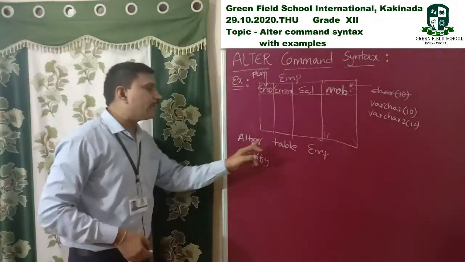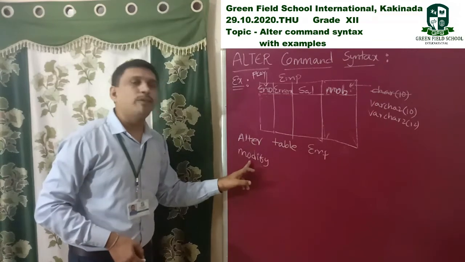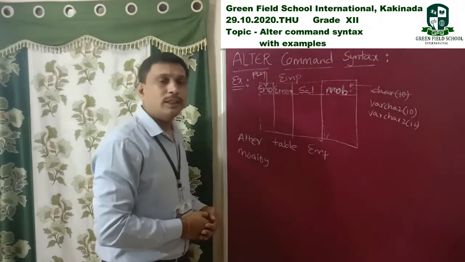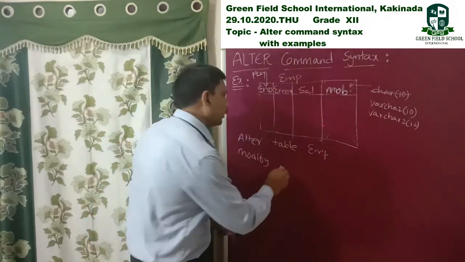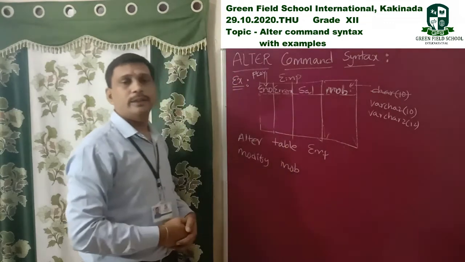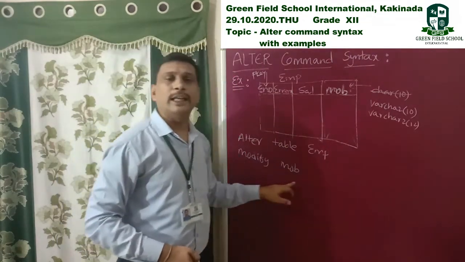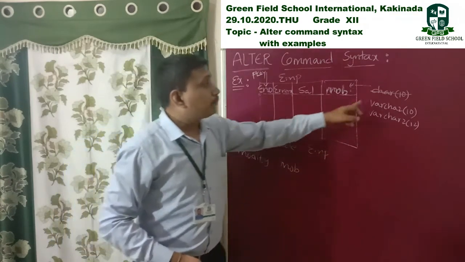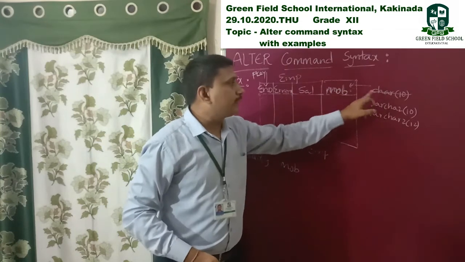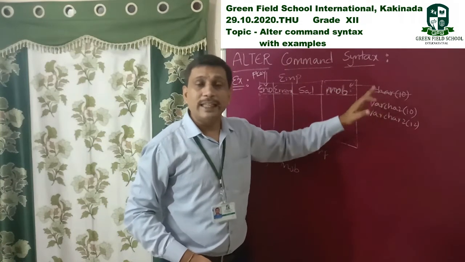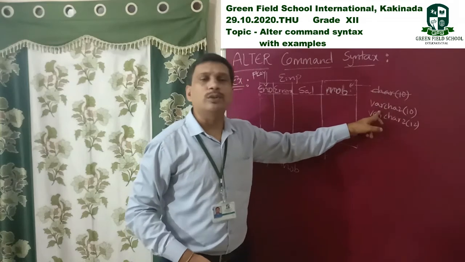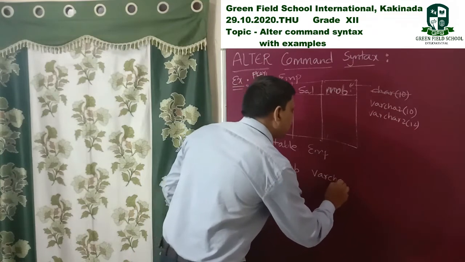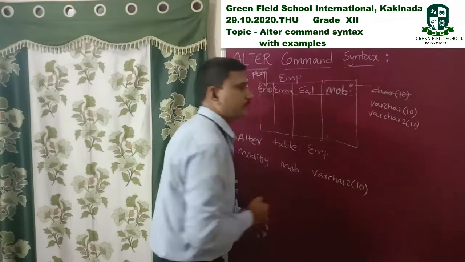See, I specify here alter table emp modify. Which column to modify? Simply modify the mobile number column. Here I specify the column definition, the name of the column, mobile. Next, up to now we used this data type for the mobile number column, character of 10. Then I want to change from character of 10 to varchar2 of 10. So I specify varchar2 of 10.